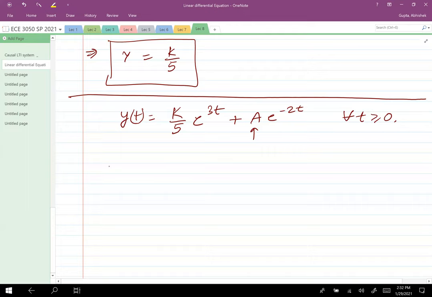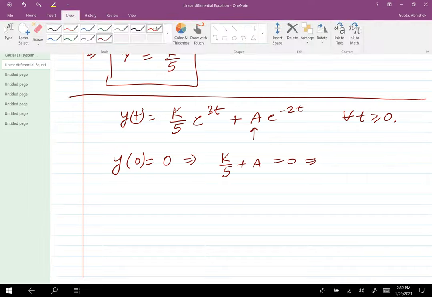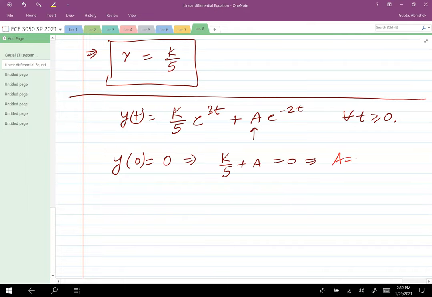So remember, I have the initial condition. So let's say y of 0 is equal to 0. I have to substitute it in here. What do I get? I get k over 5 plus a equal to 0, which means a equals minus k over 5.